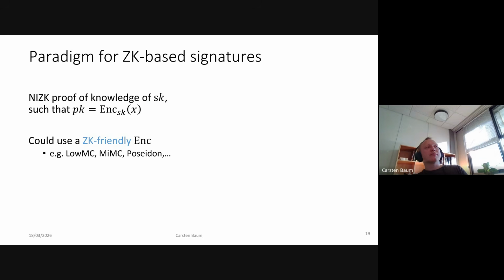And now you could think about, okay, let's take any kind of zero knowledge friendly encryption scheme and use this as the one-way function. There's stuff like LowMC, MiMC, Poseidon, Rescue, all these kinds of hash functions.